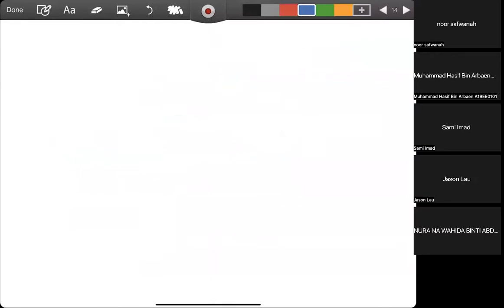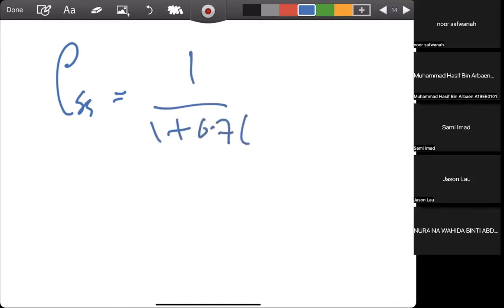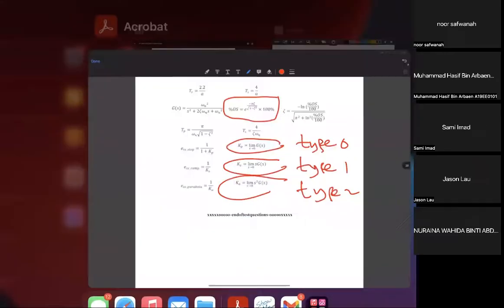Wahidah, what is the value of the steady state error? 1 over 1 plus KP, which is 0.568.